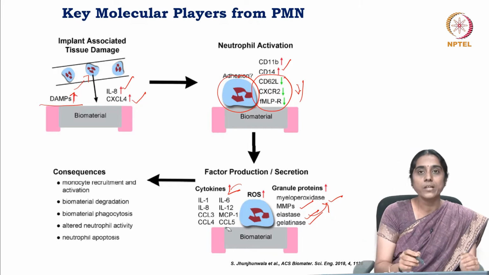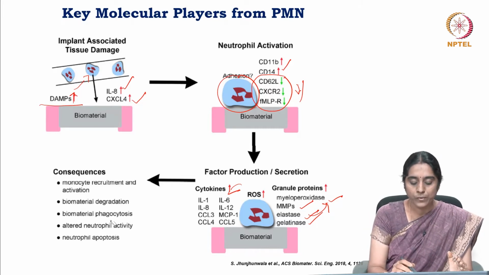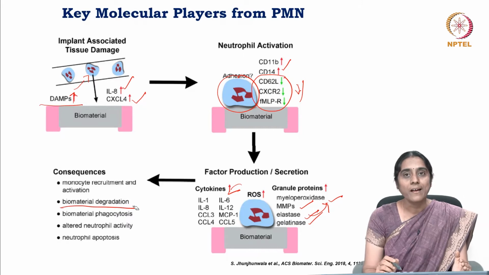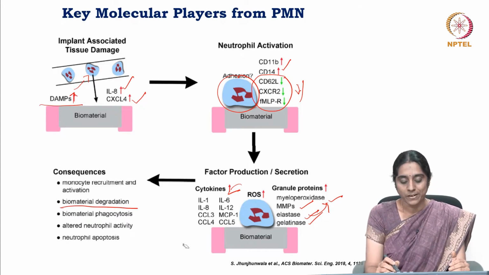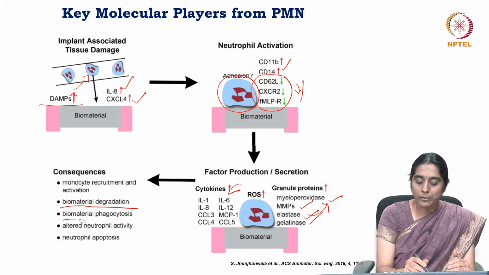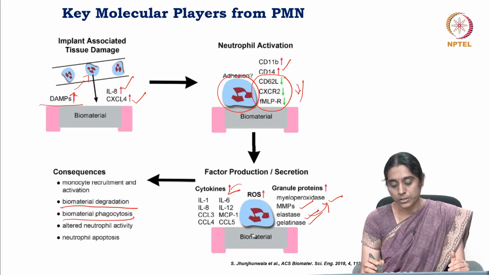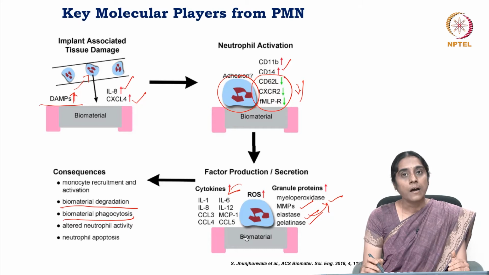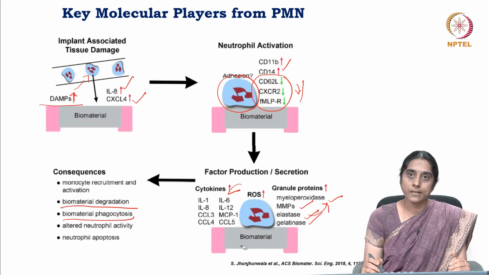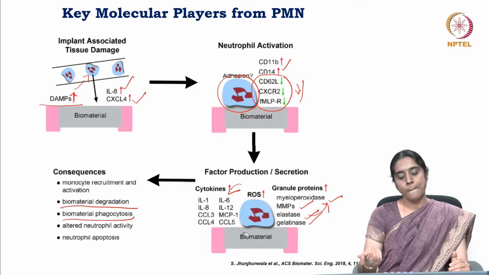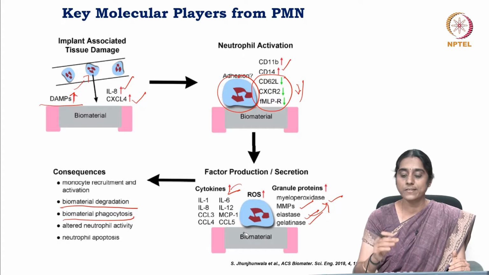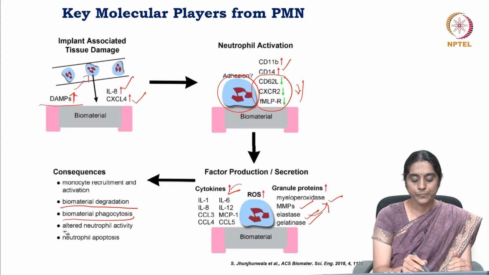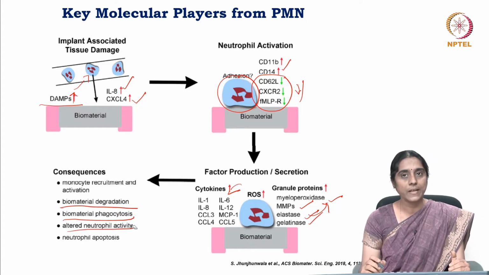So, what are the consequences of this activation of neutrophils? There will be biomaterial degradation. There will be damage to the biomaterial immediately. And the biomaterial could be phagocytosed, because even neutrophils are phagocytic cells. They can phagocytose, engulf the biomaterial, not the whole of it, at least part of it. Then there is altered neutrophil activity.